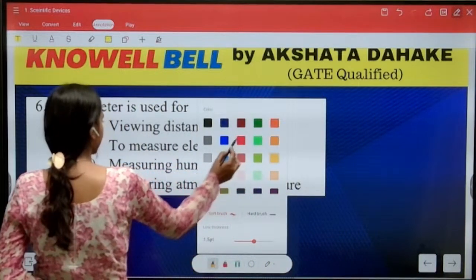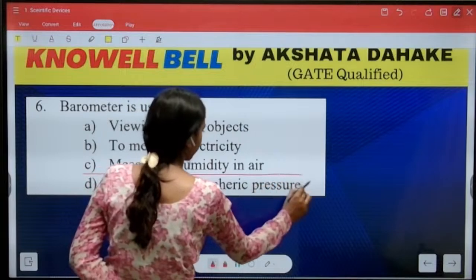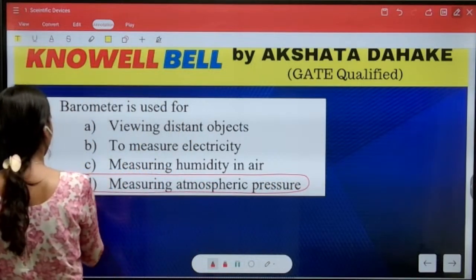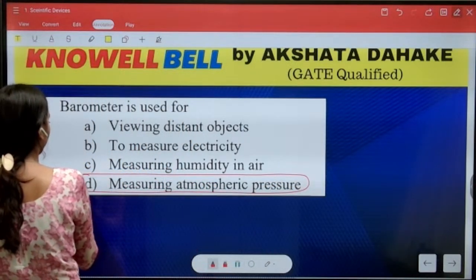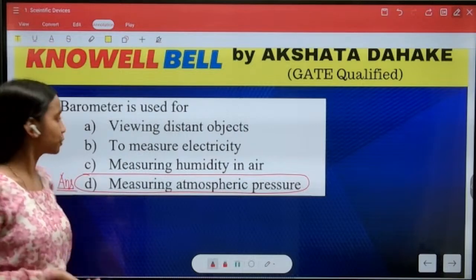What is going to be the correct answer? Barometer. Barometer हम क्यों use करते हैं? We use barometer to measure the atmospheric pressure. For measuring atmospheric pressure, we use barometer.